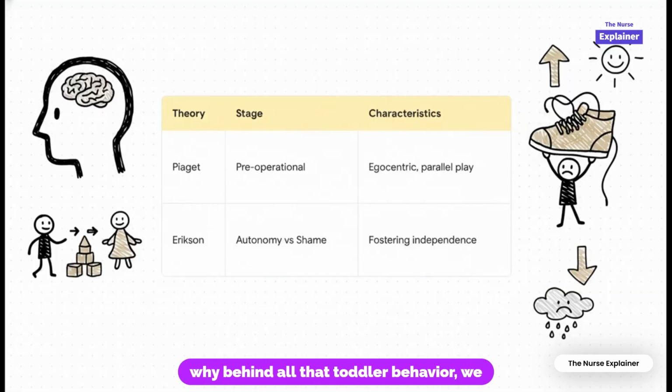To really understand the why behind all that toddler behavior, we need to look at our major developmental theories side by side. According to Piaget, toddlers are moving from the sensorimotor to the preoperational stage. They are egocentric. They engage in what we call parallel play, meaning they'll happily play independently right next to each other but not actually with each other.